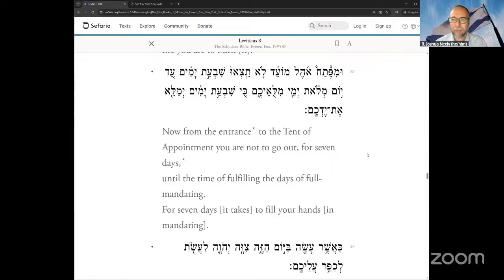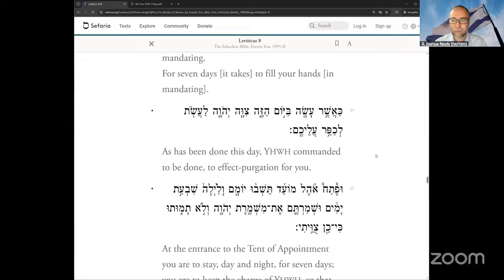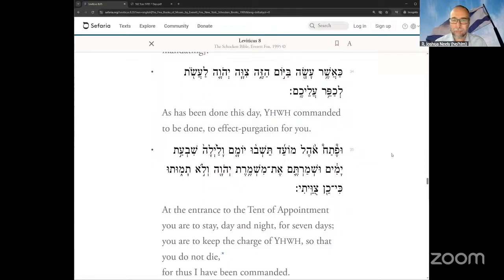So what seems to be described here is that there is going to be a 7-day period where they are stuck, hosteling, resting comfortably in this tent of appointment, in the Ohel Moed, and that is a significant element for their miluim, for their investiture. So that's what we have as verse 33. We will be coming back to this. So let's go ahead and finish off the chapter, though.